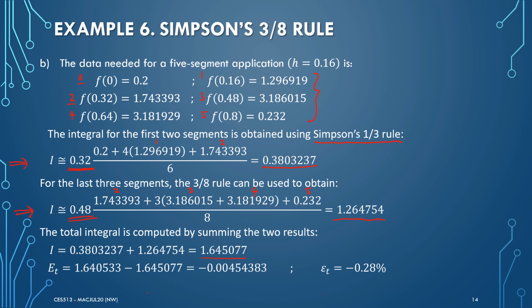And then after that, we can determine the true error of the estimation. So here we get negative 0.00454383, yielding a relative true error of negative 0.28%.